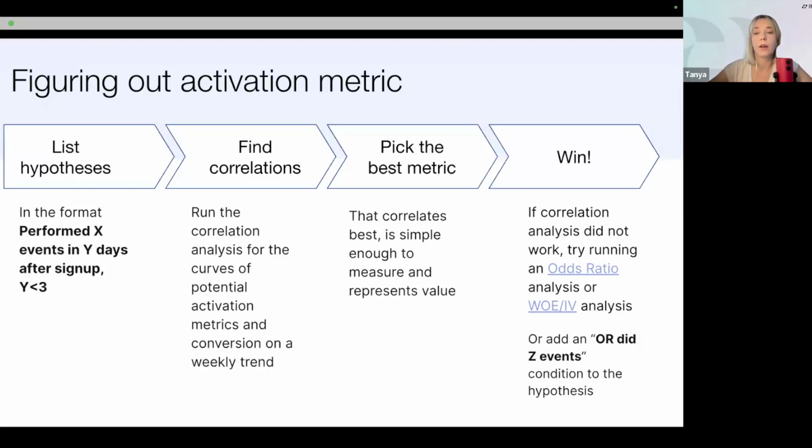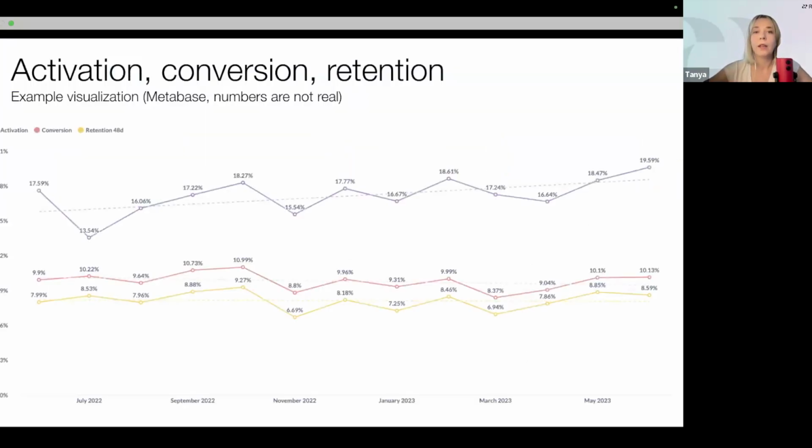If not, you can also have a composite one where you have performed X events or performed Z events, where the events are slightly different. For example, in the case of Metabase, to make the correlation stronger again. As a result, you will get a visualization something like that. The top line is the activation curve. It's the share of customers who performed these activation events. And then you have a curve beneath that, which is conversion and retention for 40-day retention.